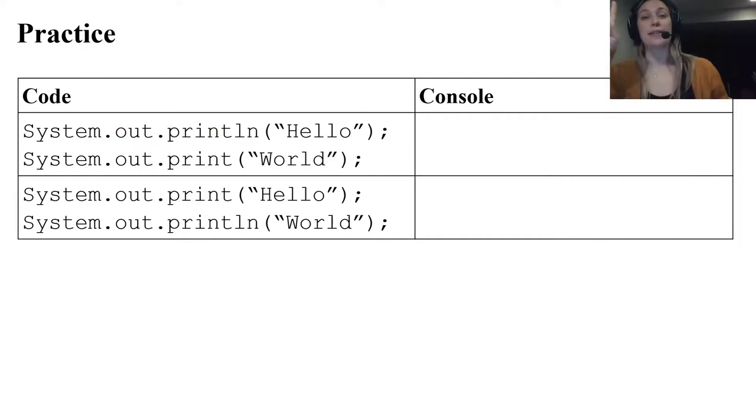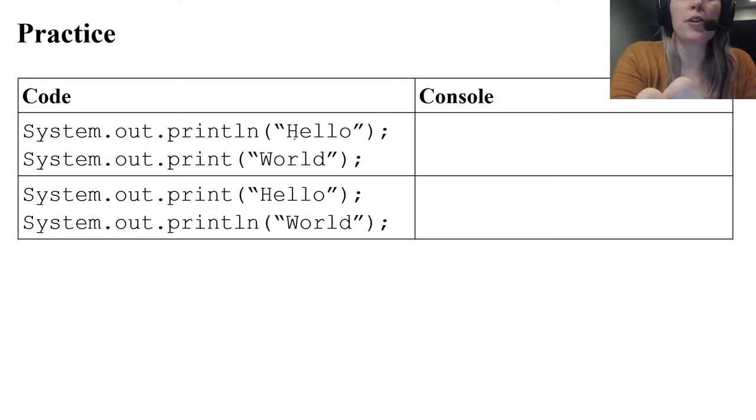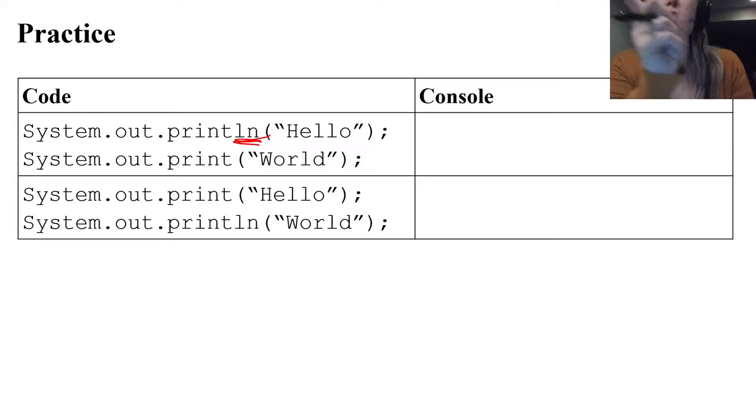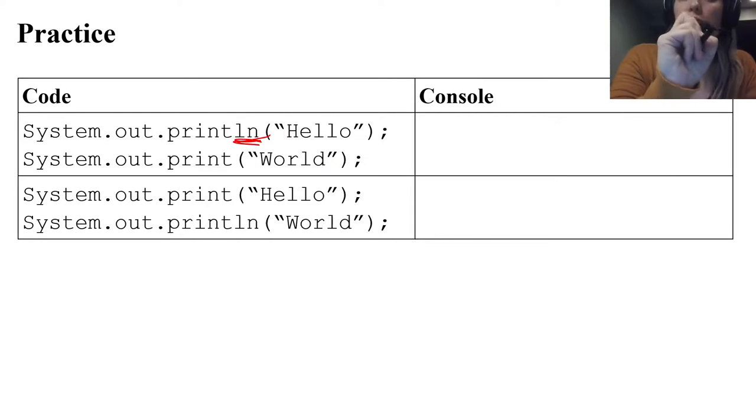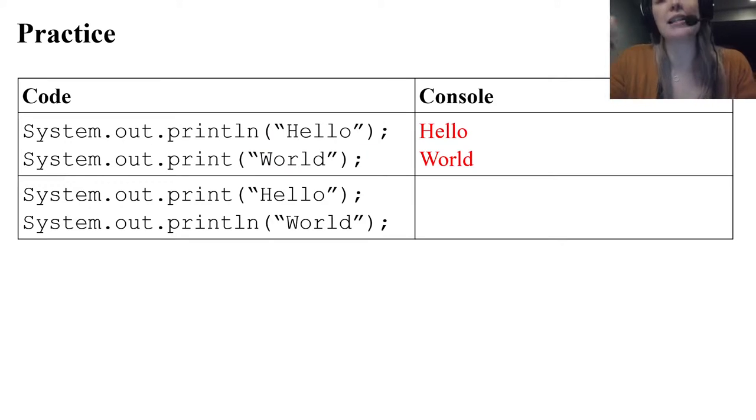Let's do a little bit of practice here. If you want to pause the video and practice in your own IDE, you can. Or if you want to just follow along, I'm going to explain what actually gets printed here. So the first line, it prints hello. And then I have a println, meaning it'll print hello, and then move to the next line, and then print world. So hello world ends up being on 2 lines there. Hello, cursor moves, and then world, and the cursor ends up being at the end of the world.